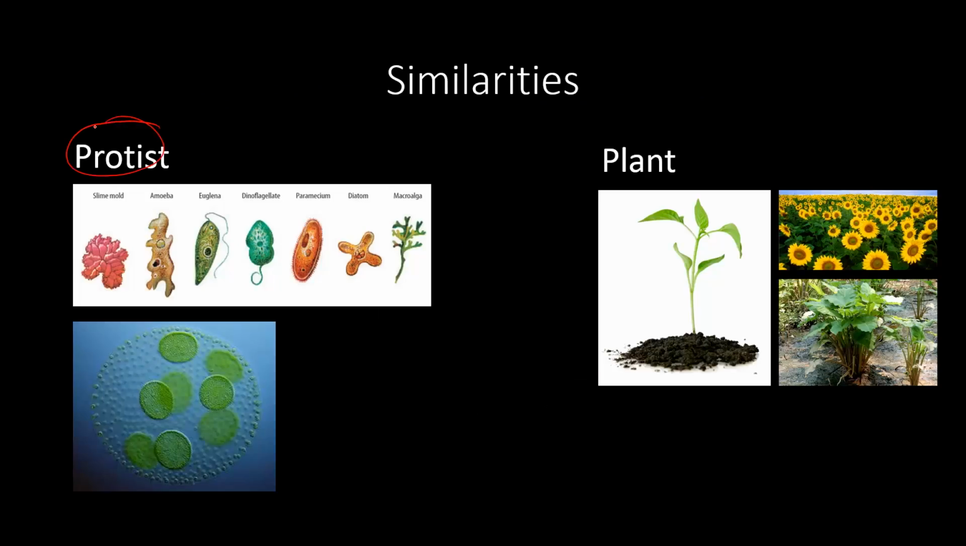Let's start with the similarities. Now, the kingdom of protists actually contains a huge variety of species, and they're all very, very different. If we look at this group, we will find that the most similar protists to the plants are the algae, which is what I'll focus on for the similarities.